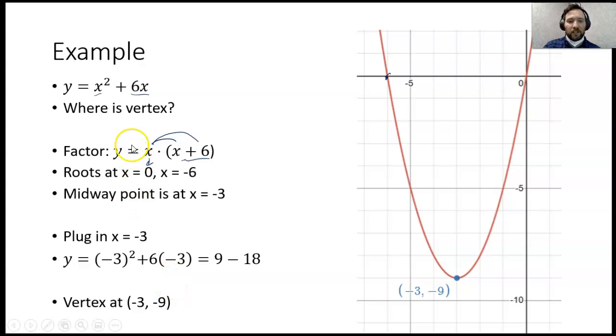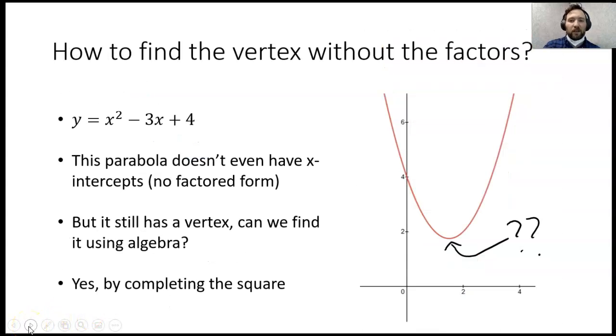So this is just an example where if you can factor your function, you can figure out the roots, and from the roots you can figure out the vertex. However, and here's the problem, what do you do when you can't find the factors, or they're not given to you, or there just are none? In this picture over here, there are no x-intercepts. I can't just find the roots and look halfway in between, because there aren't any x-intercepts to find. But it still has a vertex, and I still should be able to figure out where that vertex is.